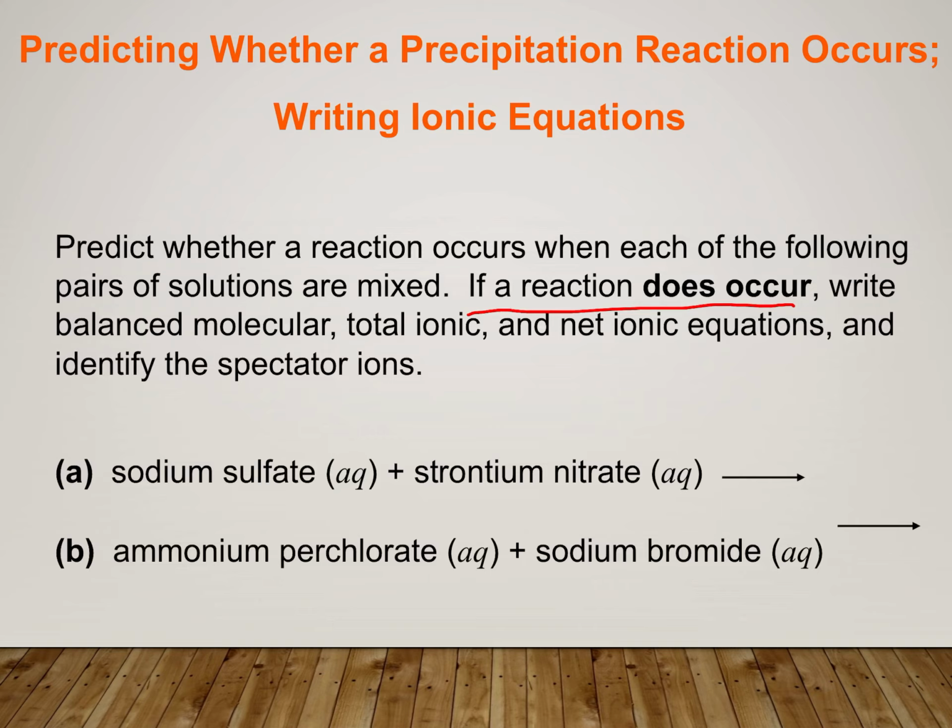If everything is an ionic, aqueous substance on both sides of the reaction, then a reaction does not occur, in which case you'll just write the molecular equation and the complete ionic equation, but we can't write a net ionic equation because there's nothing that's actually being formed. Anyway, go ahead, go through this process, and then once you're ready, come back and I will give you the answers.